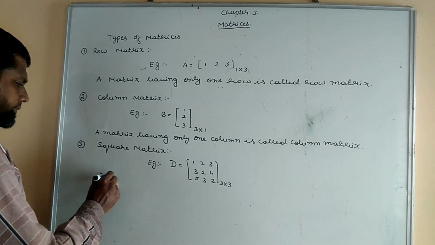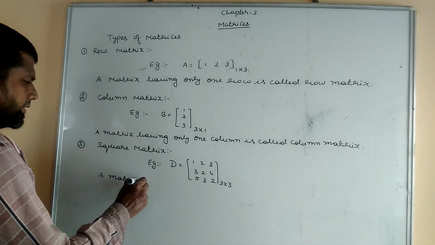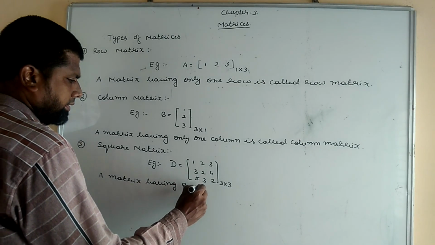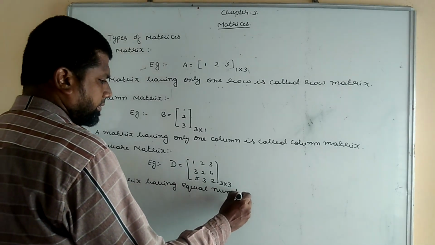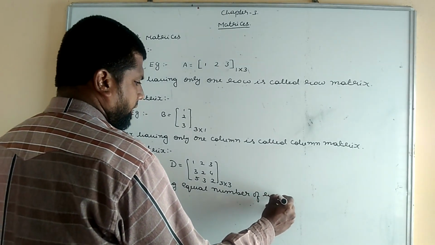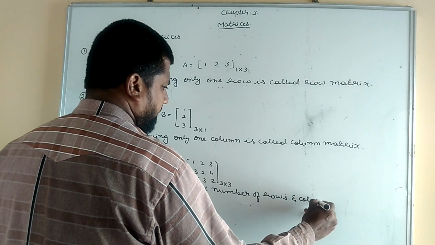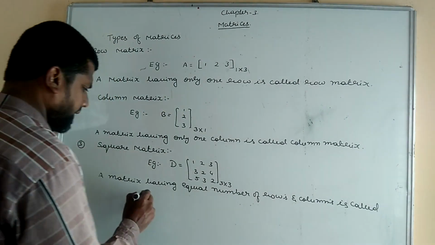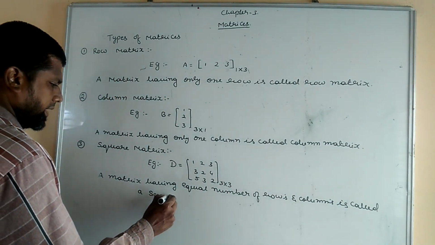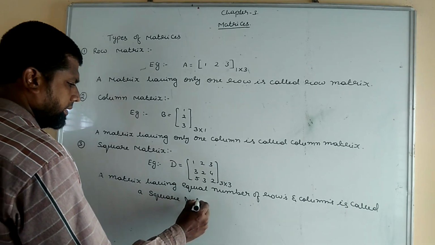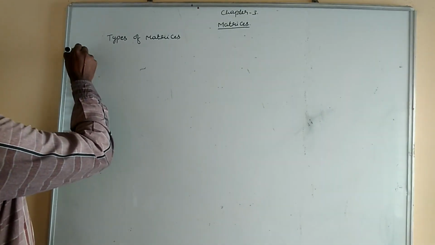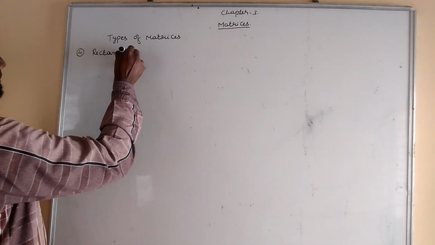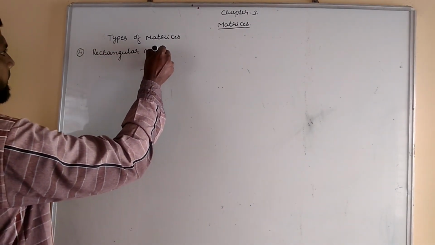A matrix having an equal number of rows and columns is called a square matrix. The fourth type is rectangular matrix.